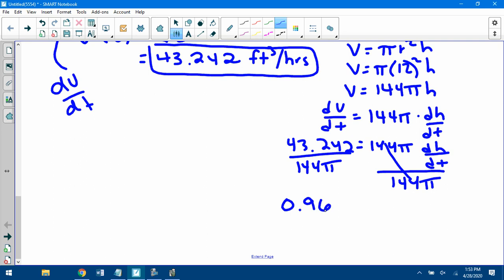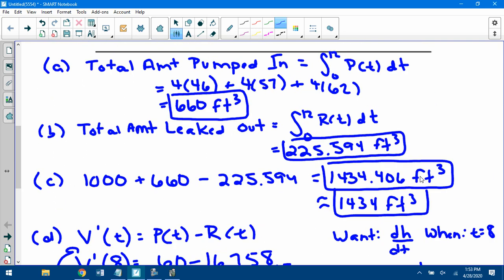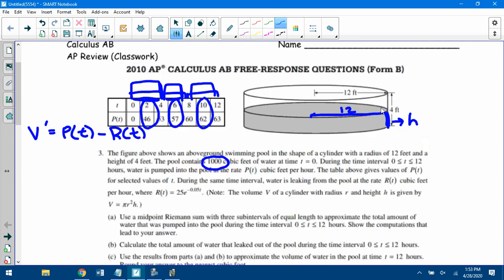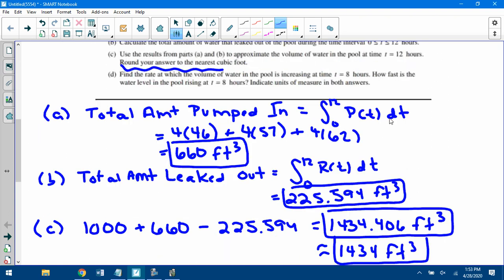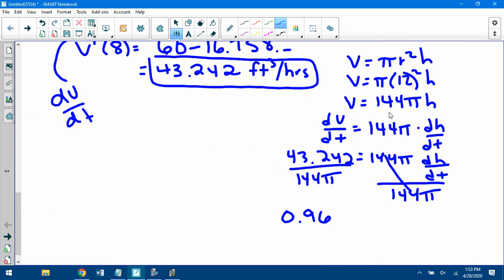And they want units. So if I'm talking about the height, well, since this is in cubic feet, this height's going to be in feet, and the time is hours, so it's feet per hour. Okay, so I would say this isn't that bad of a problem. The last part might have been confusing if you hadn't seen it, but hopefully it makes sense from me going through it.